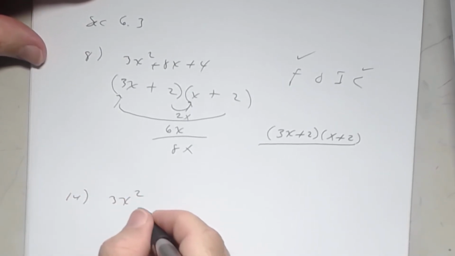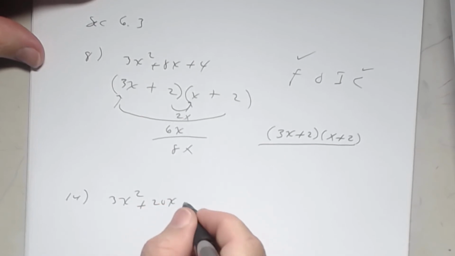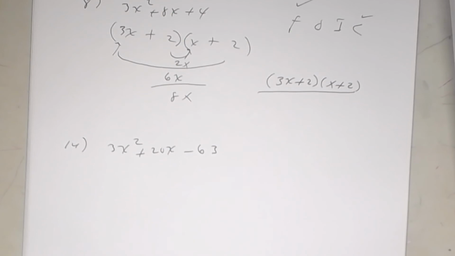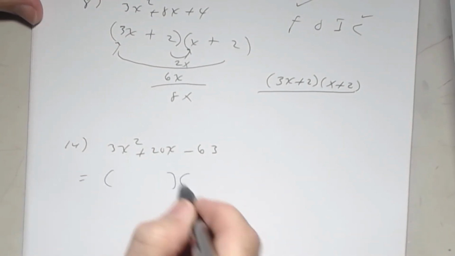3x squared plus 20x minus 63. 3x squared plus 20x minus 63. What's your GCF? 1. Okay, it's a trinomial, so I'm going to go directly to the two binomials.